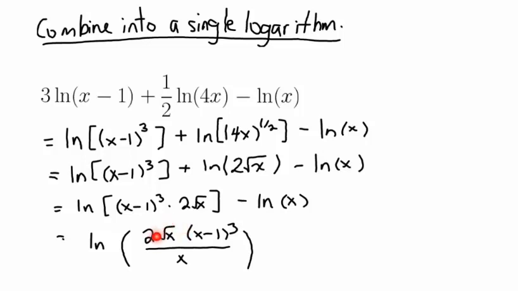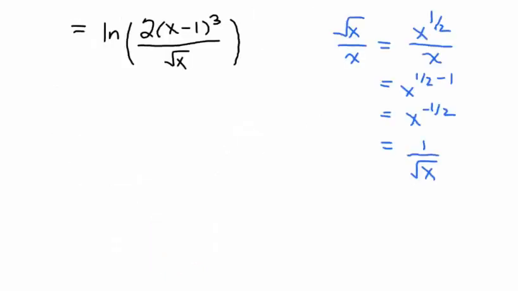Now I've noticed here that we can do a little bit more simplification, so let's go ahead and do that. And doing this simplification will give us ln of 2 times (x minus 1) cubed all over the square root of x. And if you're wondering where this root x comes from, I've done the side work over here, simplifying those two expressions that were in our last natural logarithm.